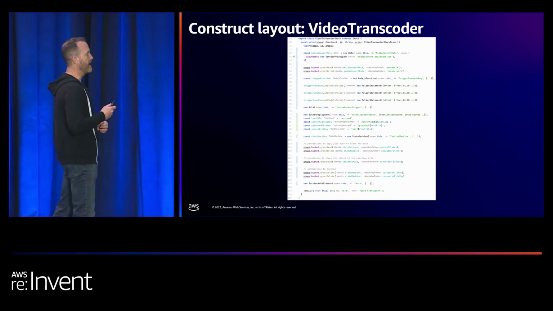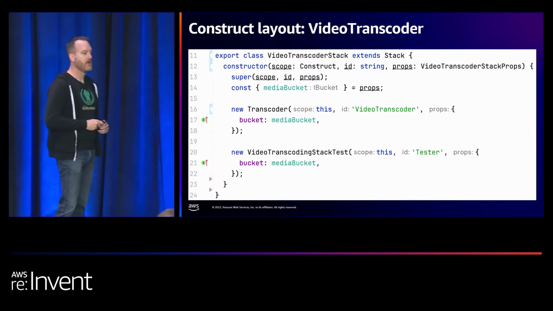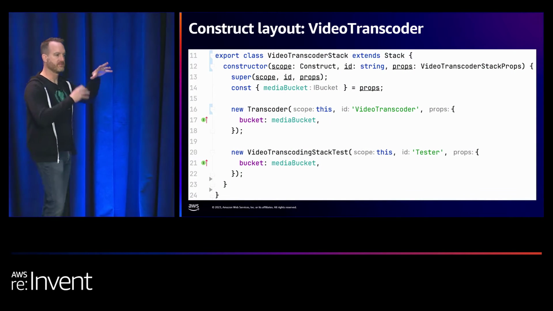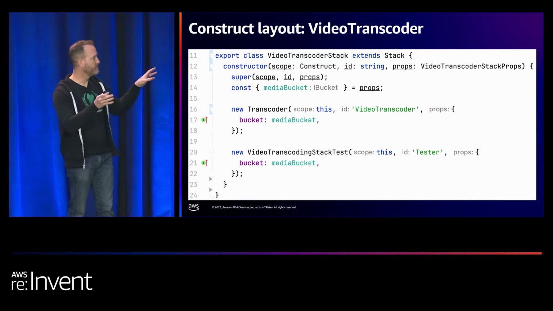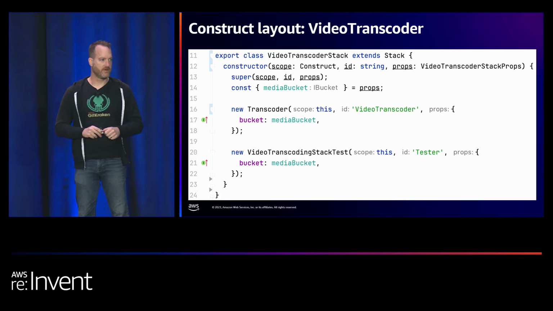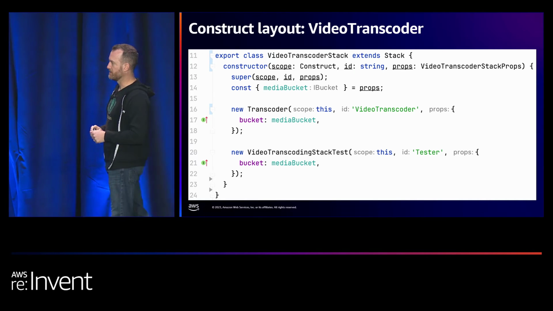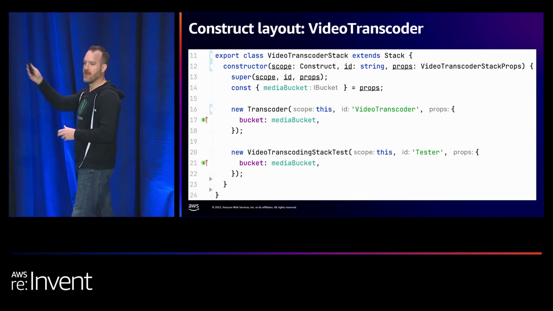I'm going to take all of this code here and turn it into this. I'm going to have one construct at the top that is my transcoder, and then on line 20, create a second construct that encapsulates everything that is the test of that transcoder. Later on, I'll be talking a lot about testing. Testing is my favorite aspect of the CDK. But this is now a lot easier to read.